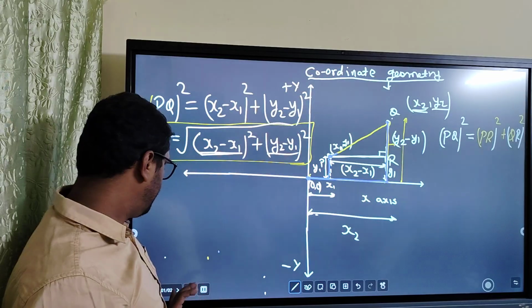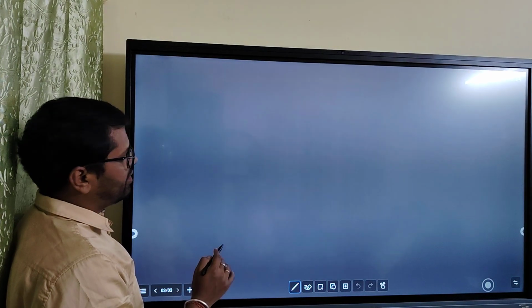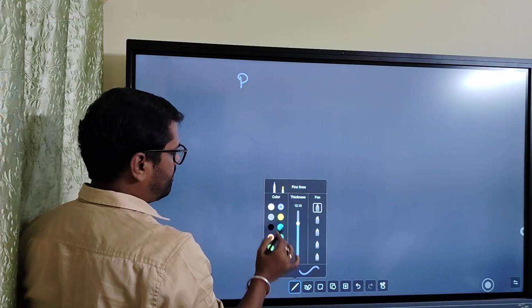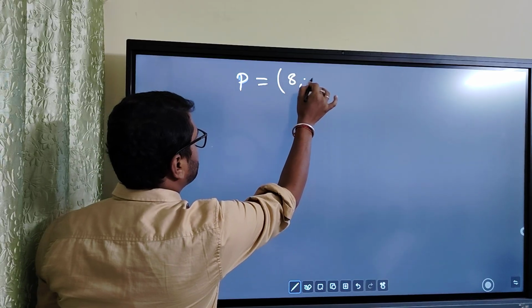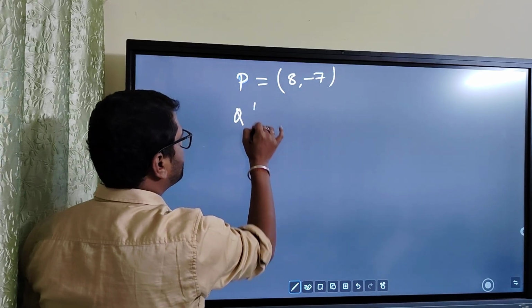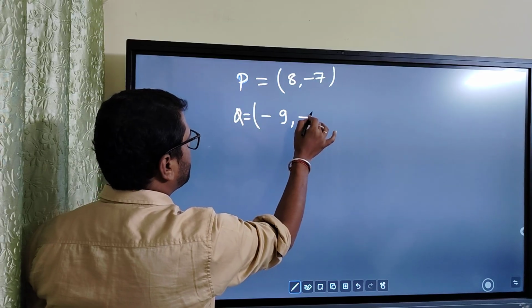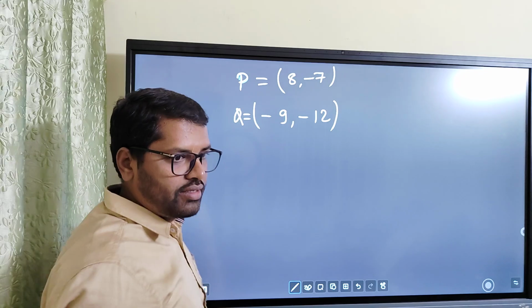You can try more questions. I will give 2 more questions for practice. You can practice them. Suppose P equals 8, minus 7 and Q equals minus 9, minus 12. This you can try.